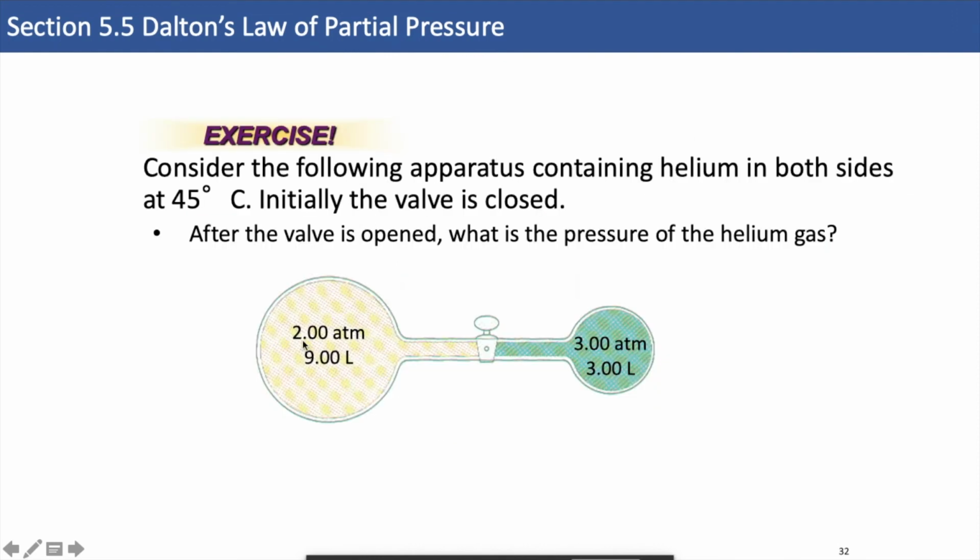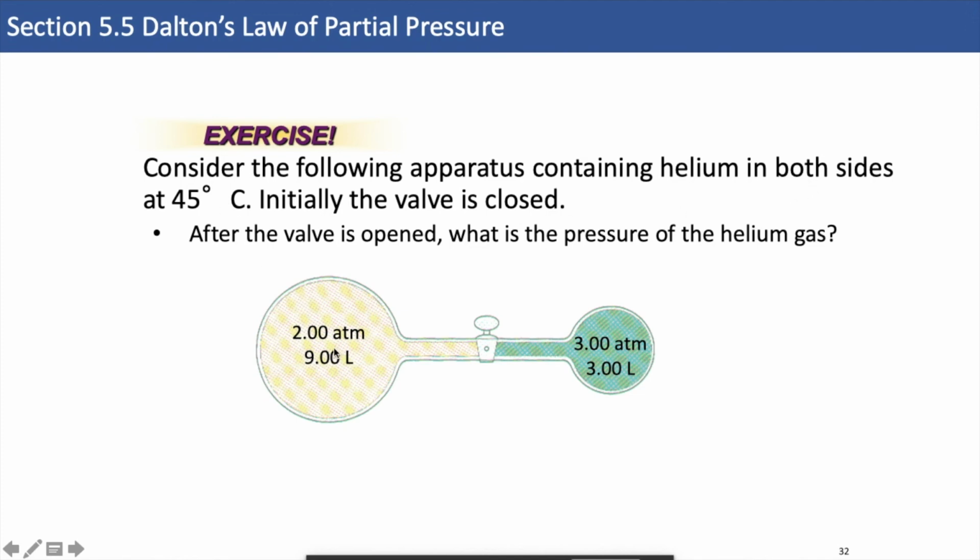So here's an example of how you can use Dalton's law of partial pressure in order to solve a seemingly simple problem. Now this actual problem has 2 methods you could use based on all of the previous gas laws we've talked about in order to solve it. And I'm going to show you both ways because they're both great approaches at figuring out what's going on in this problem. So consider the following apparatus containing helium in both sides.